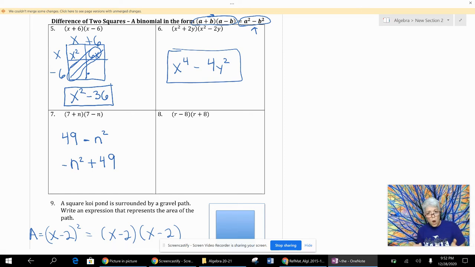So either way, either one of those answers is okay. Next one, r squared is r squared. 8 squared is 64. Put a minus sign in the middle. You're done. So easy and fast when you can see it.